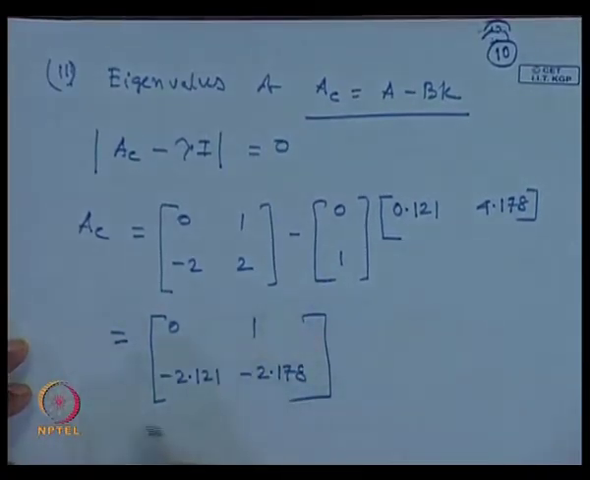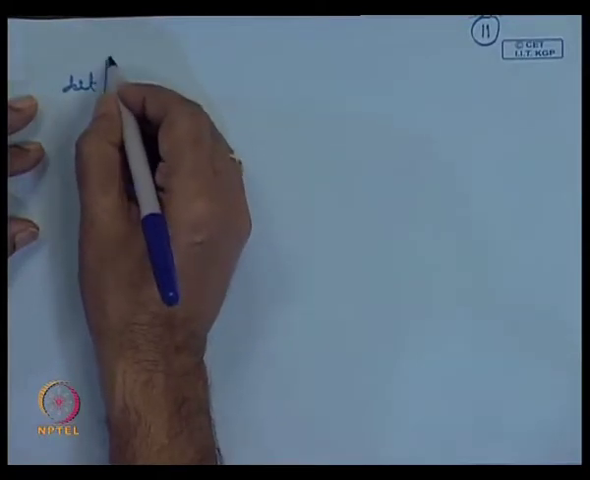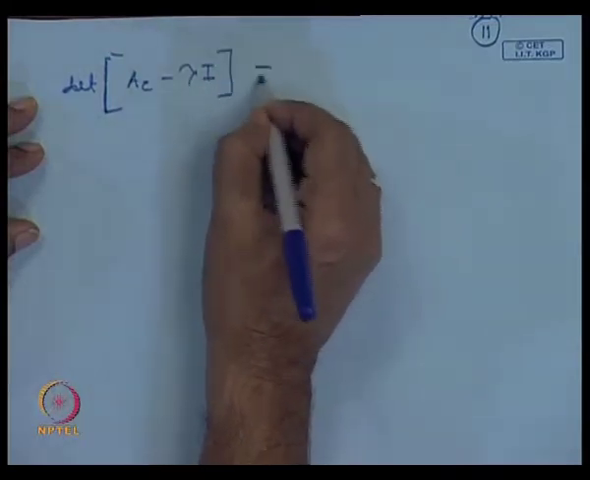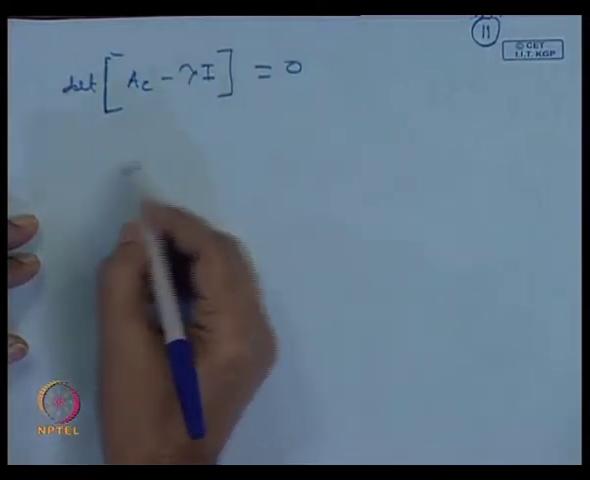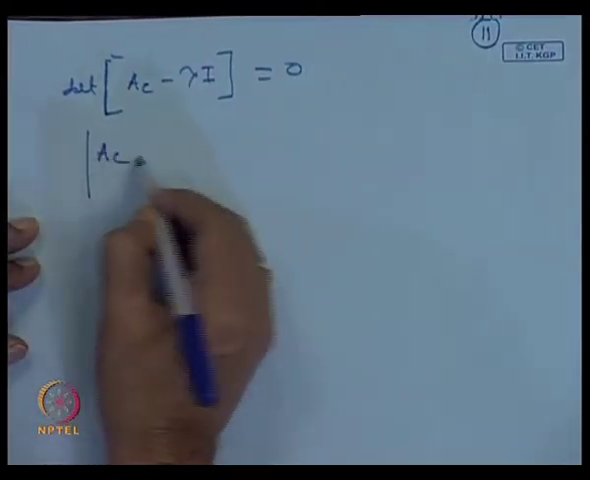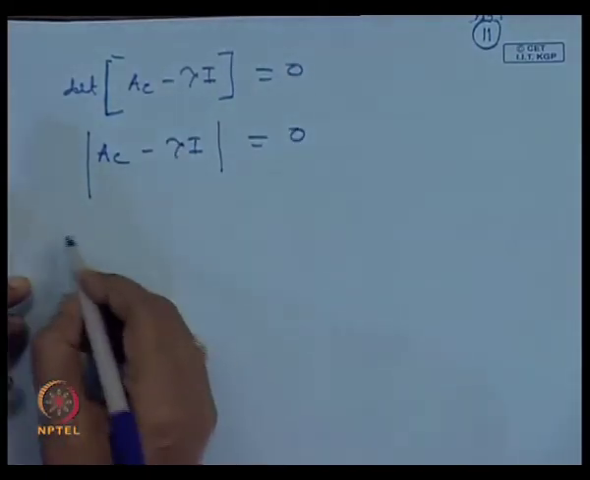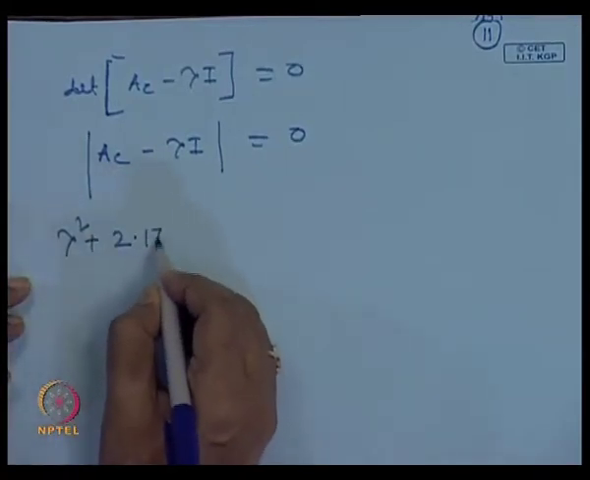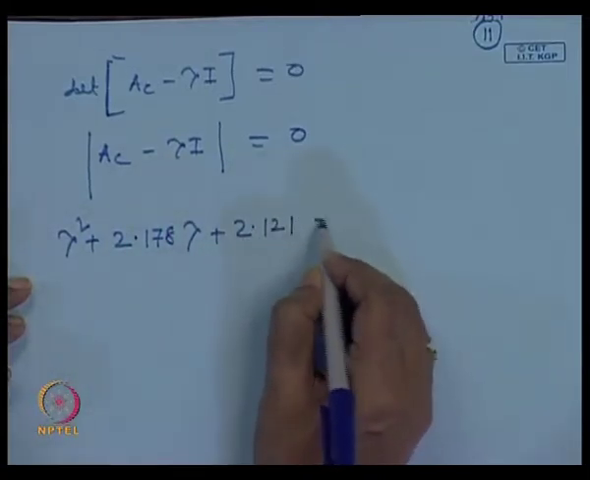So, the eigenvalues of this one, how will you find them? The determinant of the matrix A_c minus lambda I is equal to 0. I will leave it as an exercise. If you do this, you will get lambda square plus 2.178 lambda plus 2.121 is equal to 0.